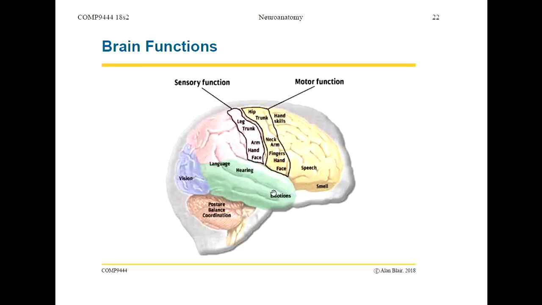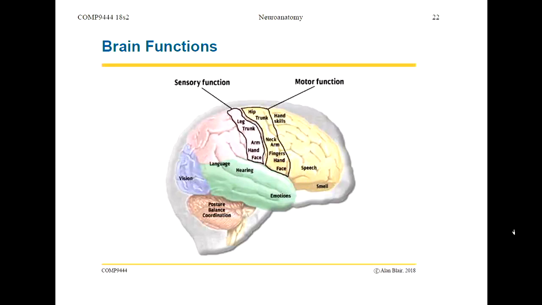And then, as I said, you can roughly say where certain other functionalities reside. And generally speaking, smell will be here. It makes sense, remember, this is the back of the brain, this is the front, so this is the bit that's just above your nose, so it makes sense for smell to be processed there. Hearing tends to be here. Now, speech and language, vision.